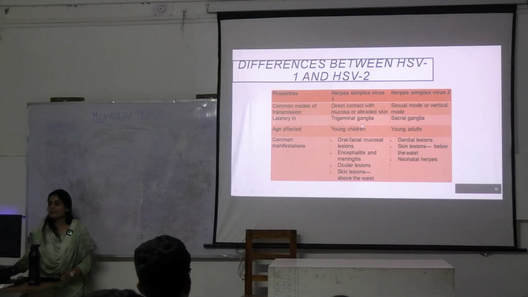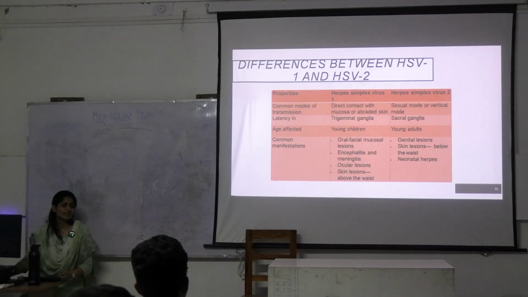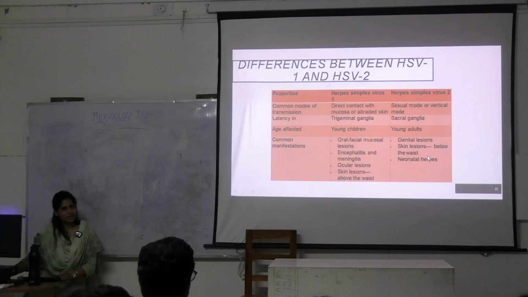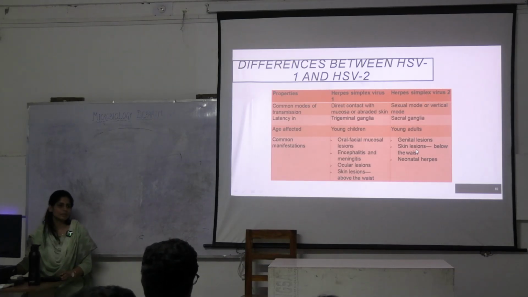Most commonly, who are affected? Young children, and young adults. But neonatal herpes, why? Same as with Streptococcus agalactiae: the neonate is passing through the birth canal, and in young adults it is causing infection below the waist. So the mother is infected, and she will give this infection to the neonate. Understood? Don't get confused with this.